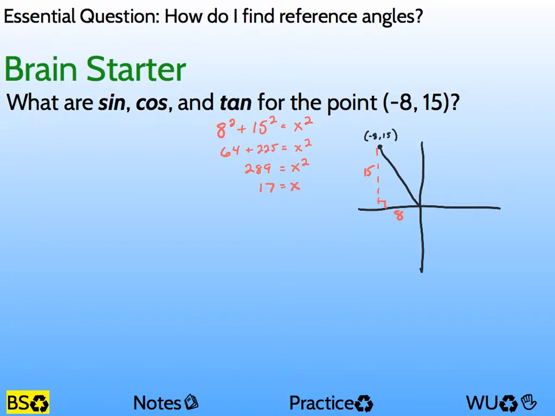When we use the Pythagorean theorem, you see that the hypotenuse is 17 units long. So, now we can solve for sine, cosine, and tangent. And don't forget that some of these will be negative. Pause your video now so you can do the problem.